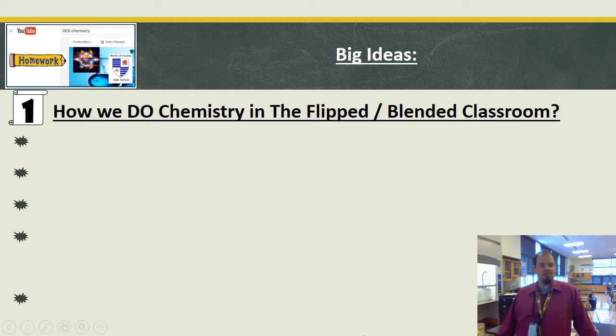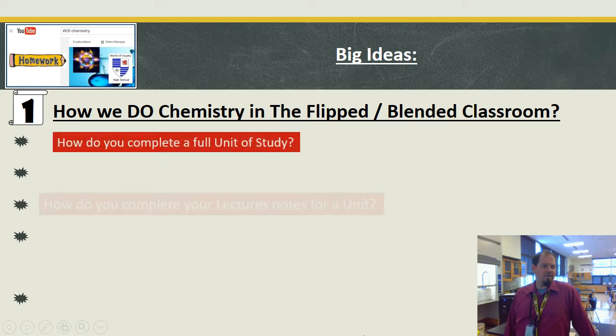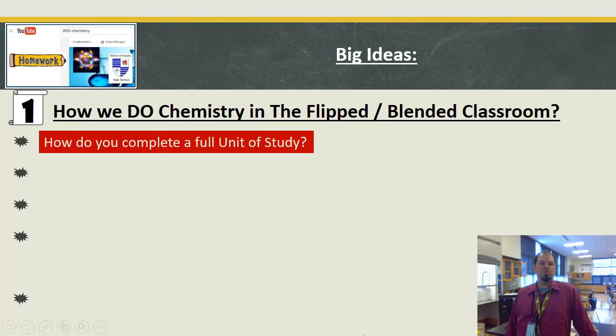So how do we do chemistry in this flipped/blended classroom at World of Inquiry? You will learn how to complete a full unit of study. When you're done with this, you will have done a full unit, and then we'll talk about what is in a unit. What you're doing right now is writing down the pieces that show up here in red, and hopefully you have enough room. You see that with the bullets, there's 5 of them. You need a little bit more space in between the fourth and the fifth one. It helps you plan out the space you have in those lines to write this stuff down.